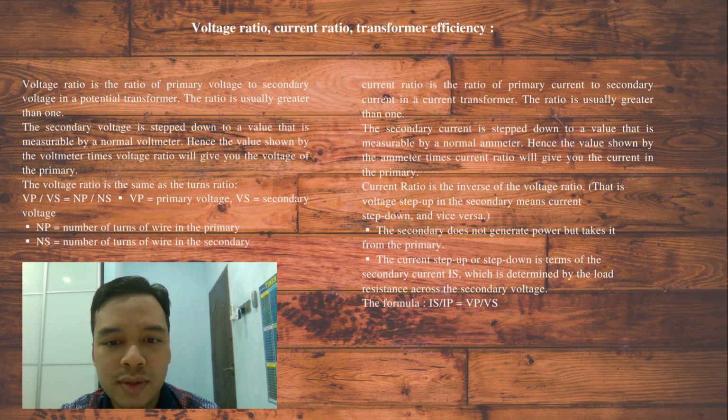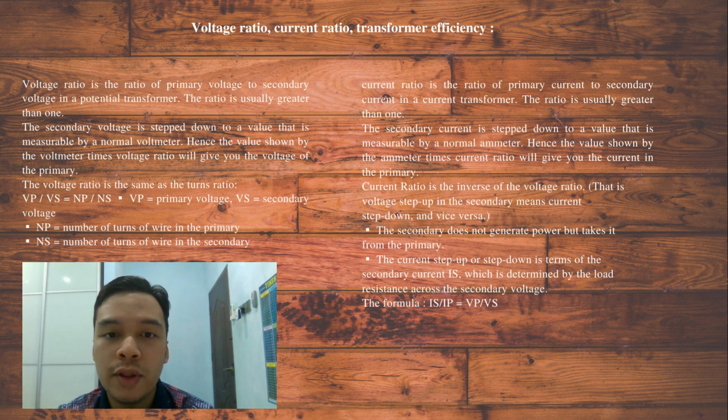The voltage ratio is the same as the turns ratio, which is Vp divided by Vs equal to Np divided by Ns, where Vp is primary voltage, Vs is secondary voltage, Np is number of turns of wire in the primary, and Ns is number of turns of wire in the secondary.